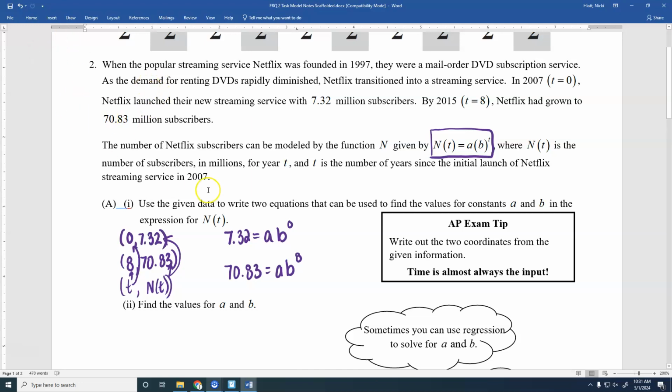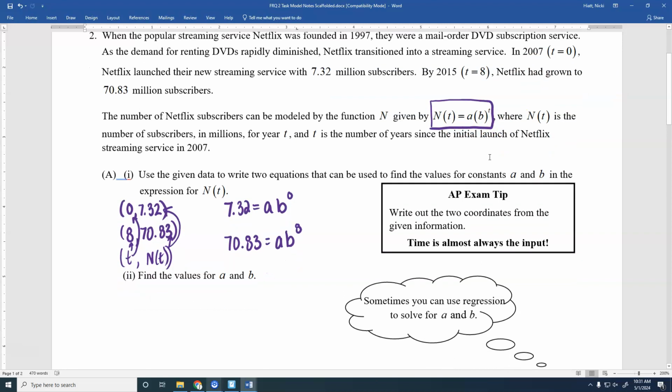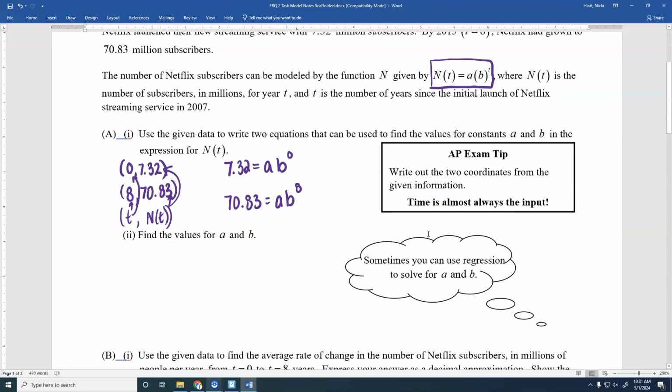Any questions on writing those two equations? You're not doing anything with those equations yet. You're just taking the points and plugging them into the form that they give you. On some of these, you can just solve it with a regression. If the form they give you is the form of one of your regressions, you can just use a regression, which is what I would suggest doing for this.